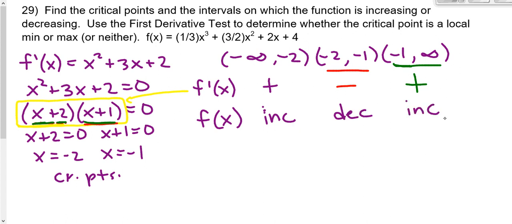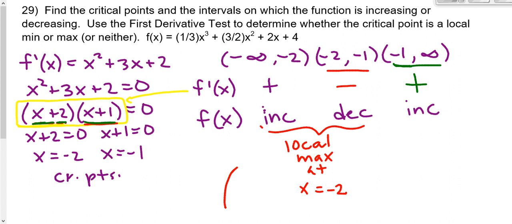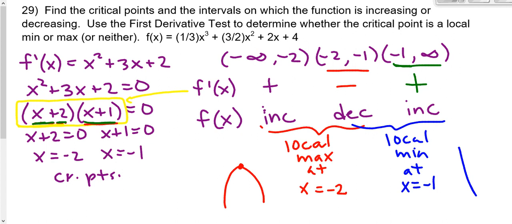Now, based on that, we can conclude that we have a maximum, a local maximum, at x equals -2, because the function went from increasing to decreasing. And we can also conclude that we have a local minimum at x equals -1, because the function went from decreasing to increasing.